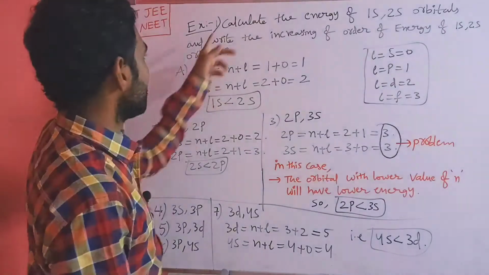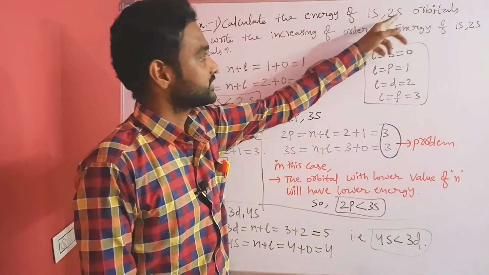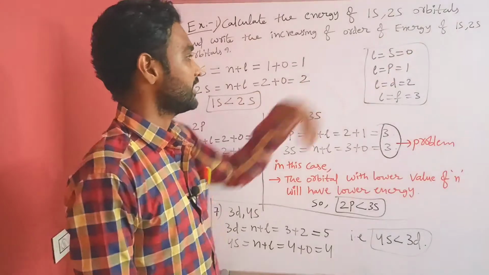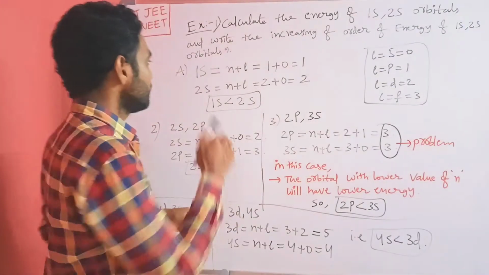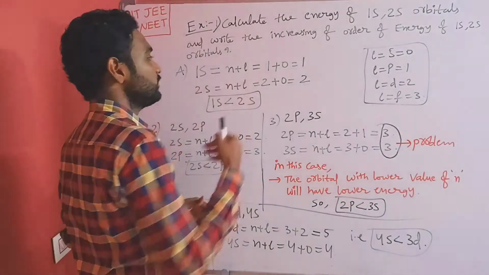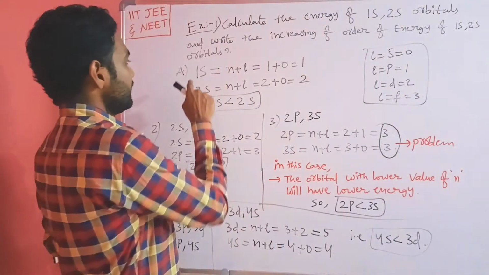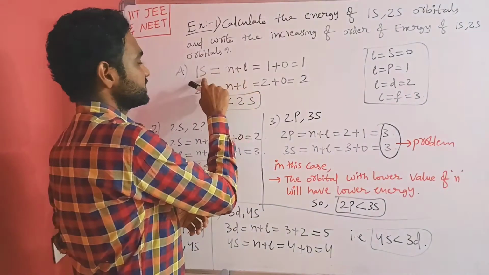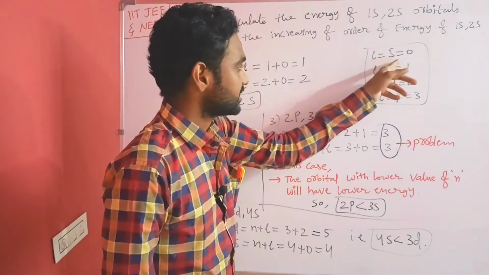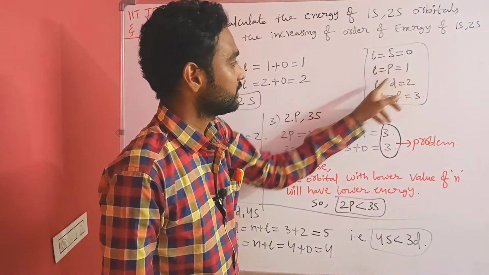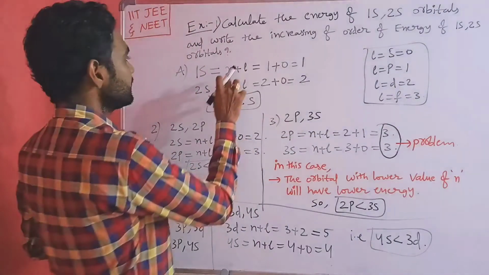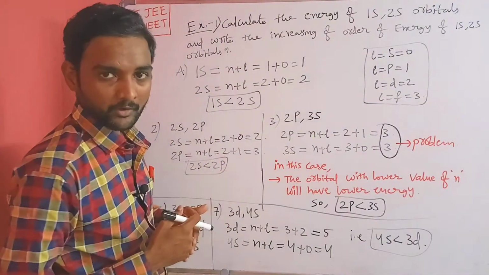See, calculate the energy of 1s and 2s orbitals and write the increasing order of energy of the 1s and 2s orbitals. Okay, see, now 1s orbital n plus l value I want to calculate. Here 1 is the n value. Here l value of s orbital we know. L value for s orbital is 0, for p orbital 1, for d orbital 2, for f orbital 3.